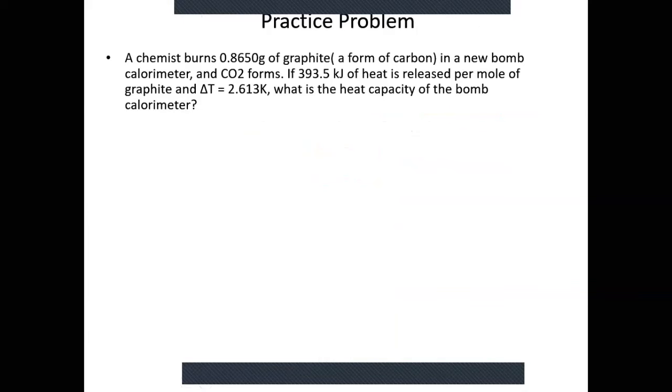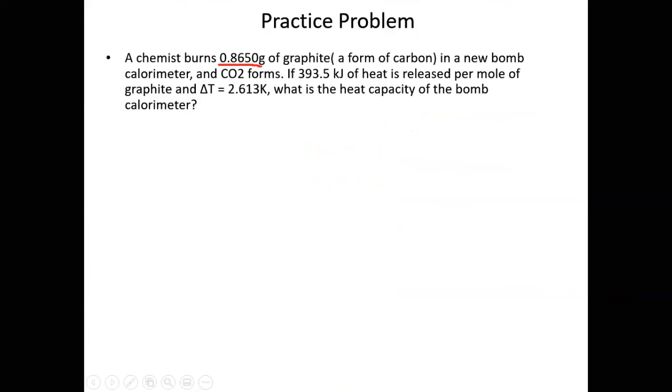Let's look at a practice problem. So here, a chemist burns 0.8650 grams of graphite in a calorimeter and CO2 is formed. If the heat released per mole of graphite is 393.5 kilojoules and delta T is 2.613 Kelvin, what's the heat capacity of this calorimeter? So the chemist burns 0.8650 grams of graphite. For every mole of graphite, this much heat is released. And we know the delta T for this experiment was 2.613 Kelvin.